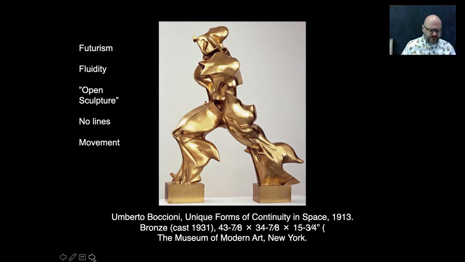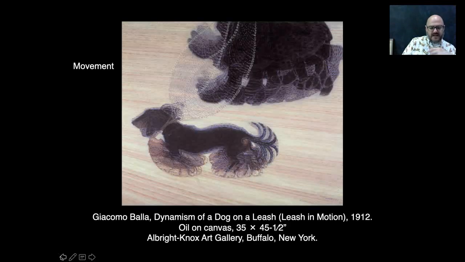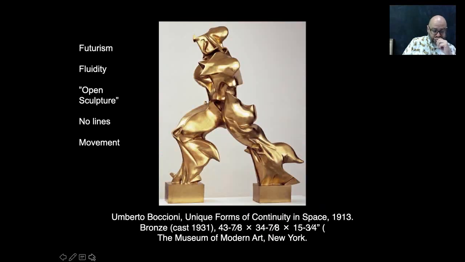Really interesting. He wanted to abstract it too. He didn't want you to think about this as a figure, but the forms of a figure moving through space. So it's called Unique Forms of Continuity in Space. No lines, but more an emphasis of movement, similar to Giacomo Balla's Dynamism of a Dog on a Leash.